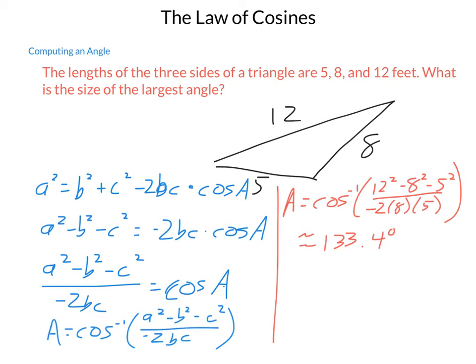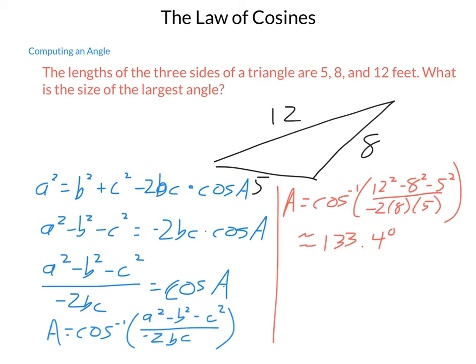If I wanted my second largest angle here, I would simply make 8 my A value, 5 and 12 my B and C, and I could solve down. Then once I have those two, the angles inside of a triangle add up to 180. Simple matter of subtraction will finish it out.